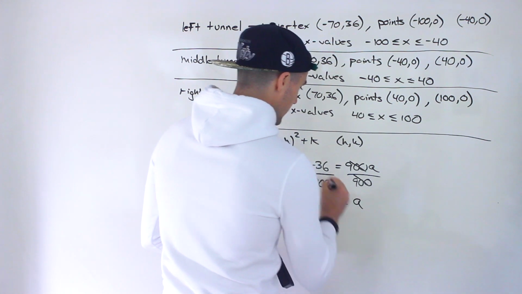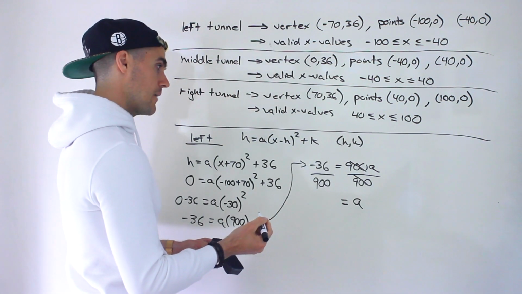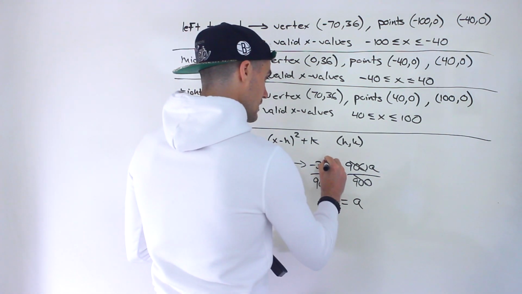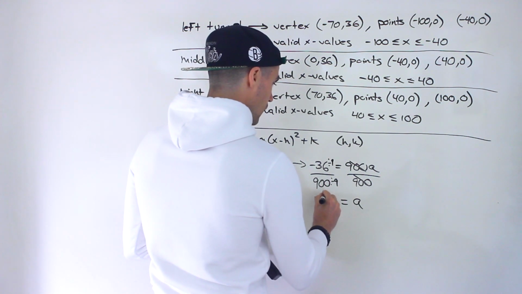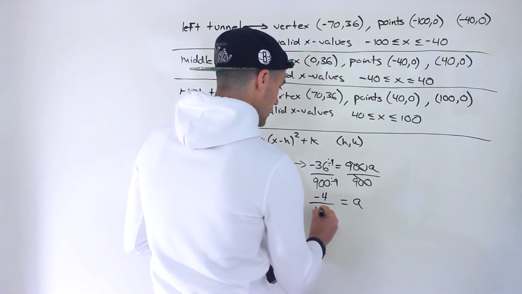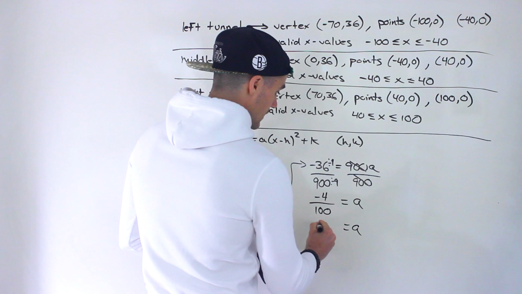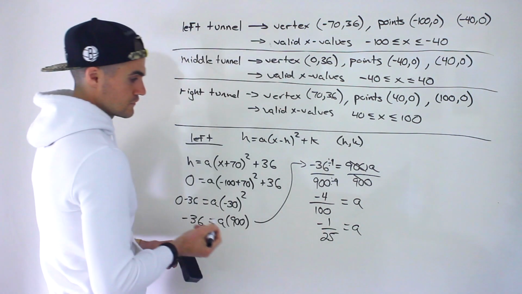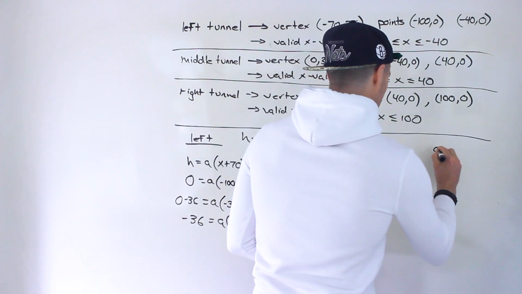This cancels out, and then you'll have negative 36 over 900. So notice that we can simplify this. So notice we can divide this by 9. We could also divide this by 9, so we'd have negative 4 over 100. And then notice negative 4 over 100, that simplifies to negative 1 over 25, like that.